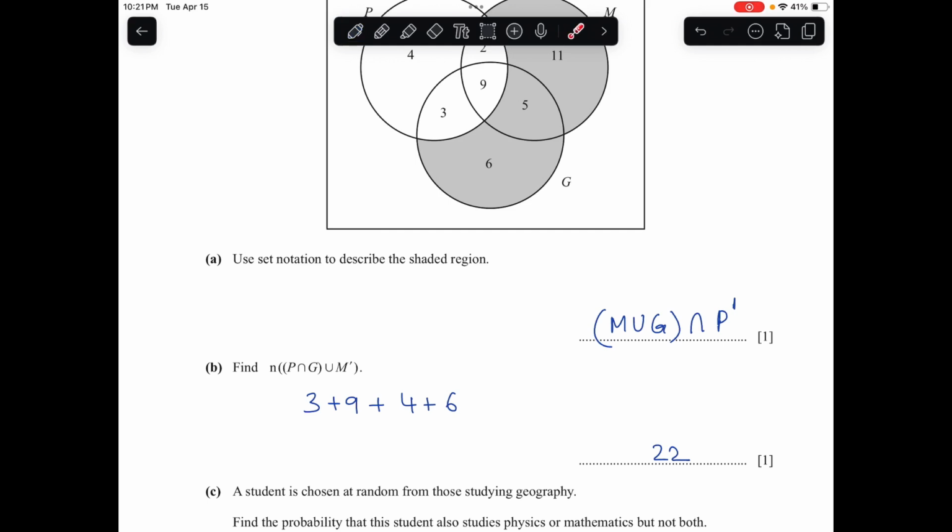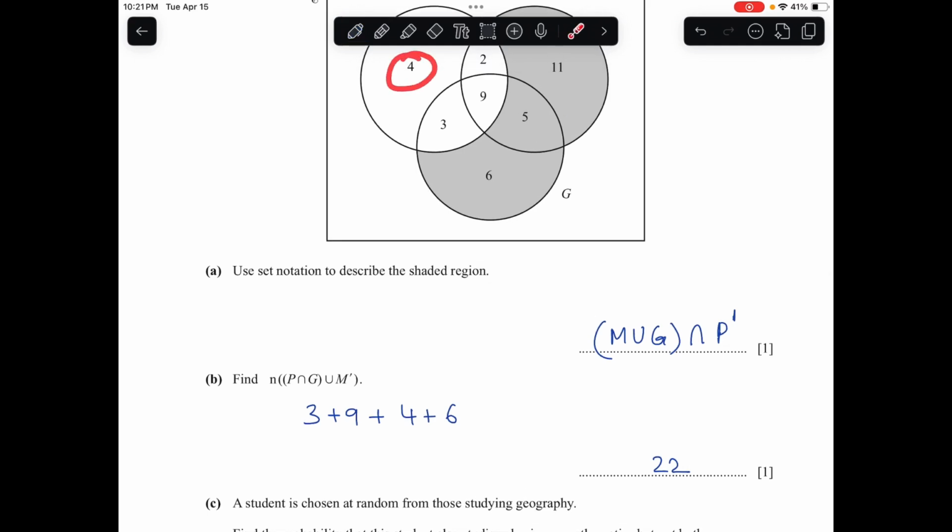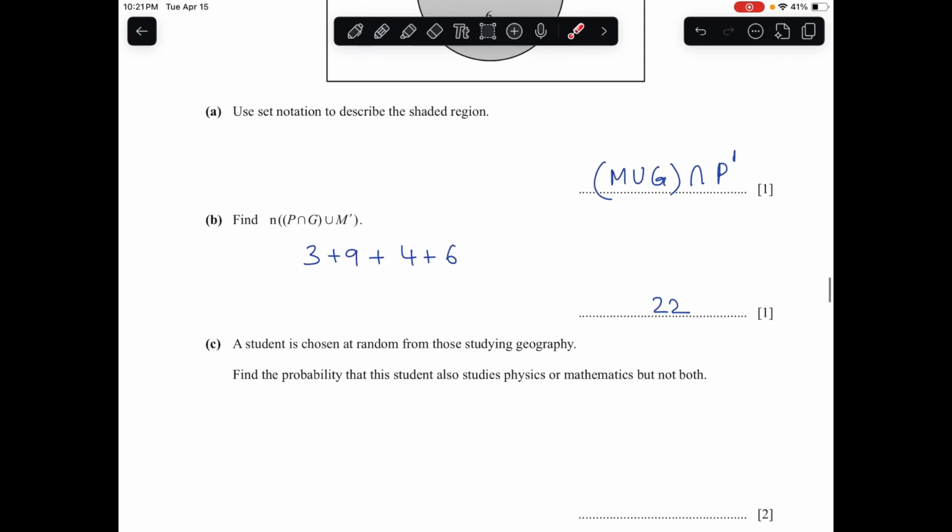A common mistake is to ignore the 4 and 6. Union means plus. You need to select everything along with the intersection, right? Okay.